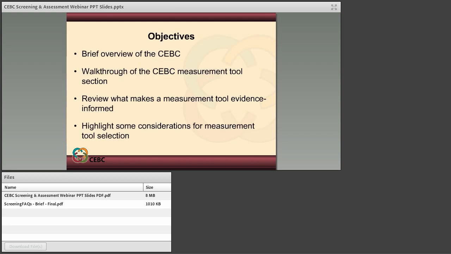Just a side note, we do frequently refer to the California Evidence-Based Clearinghouse as the CEBC, so that's what that means when you hear me say it. A few objectives: I'm going to provide a very brief overview of the CEBC for those who might be new or unfamiliar with our work. Then a very basic walkthrough of the measurement tool section of the website. Then going into more depth by reviewing what makes a measurement tool evidence-informed, and talking about some considerations for selecting a measurement tool.